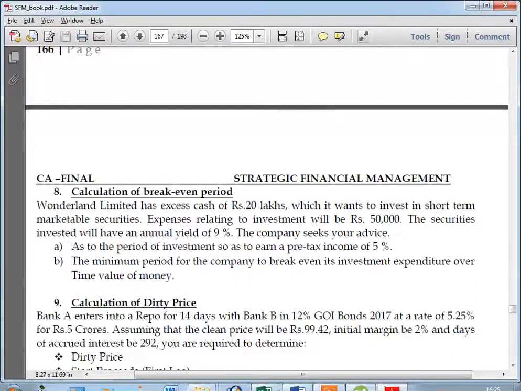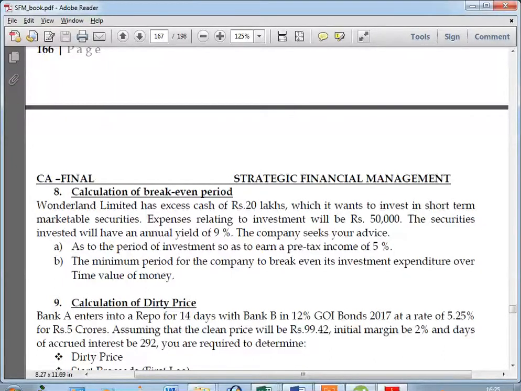Now tell me, how should we solve this question? It's more of a maths problem rather than any concept of finance. How should I solve this? What is the return we want? How will you calculate that? Pre-tax income, 5%. It has to become 21 lakhs.